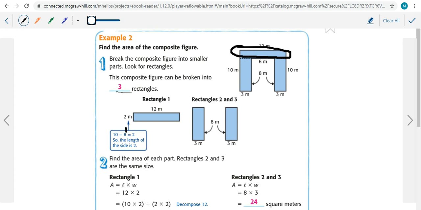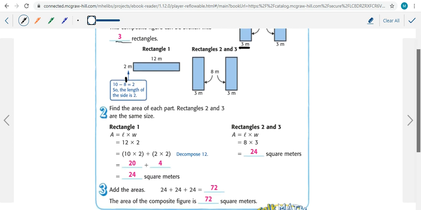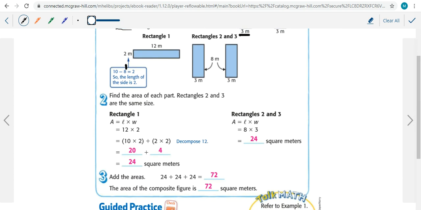Now, let's find the area of these 2 other rectangles. This side is 3 and this side is 8. You get this information from here, as you can see. Can you see? 3 meters, 3 meters, and 8. Now, we are going to find the area of each part. Rectangles 2 and 3, they are the same size. Both of them are 3 meters wide and 8 meters long.